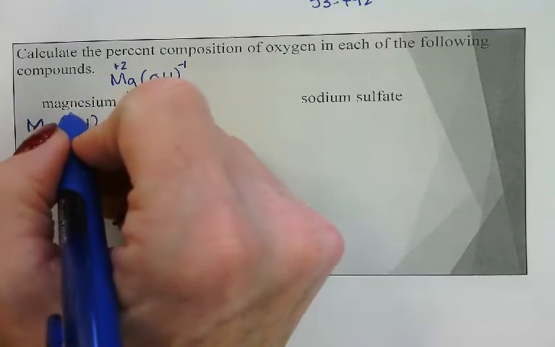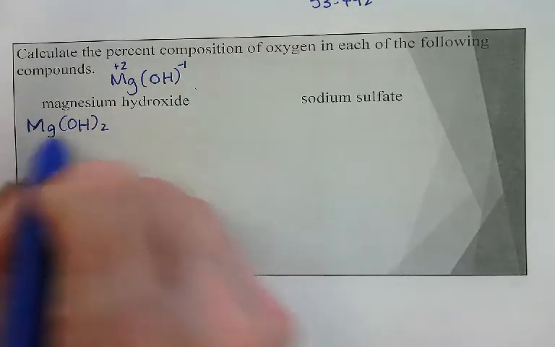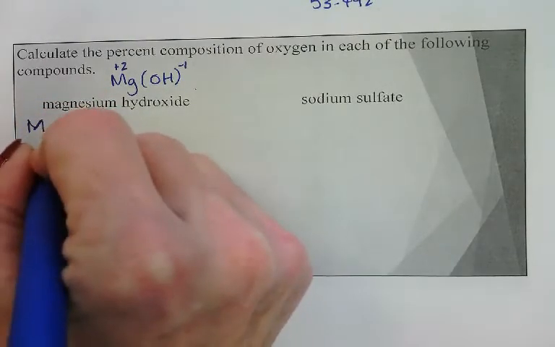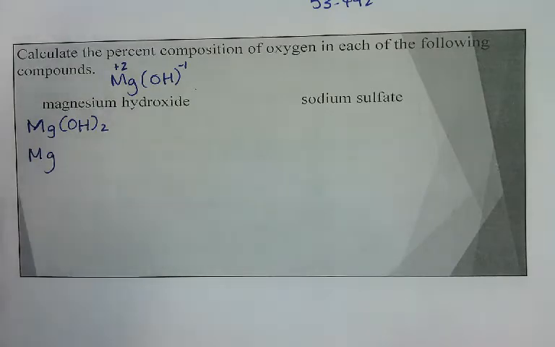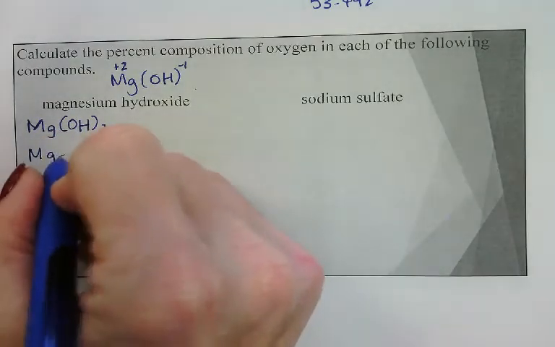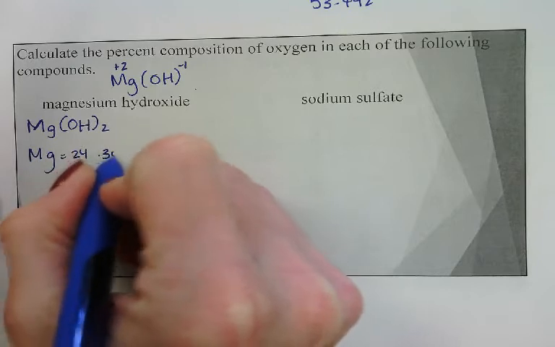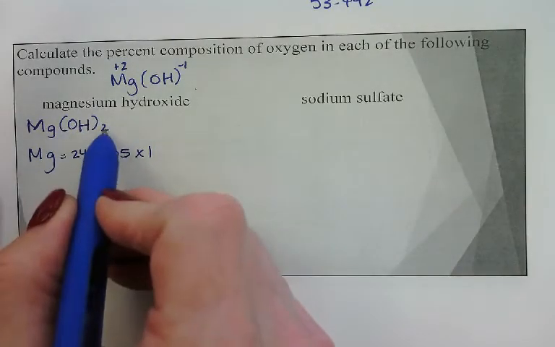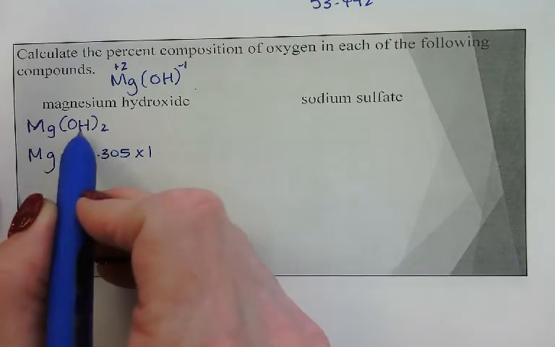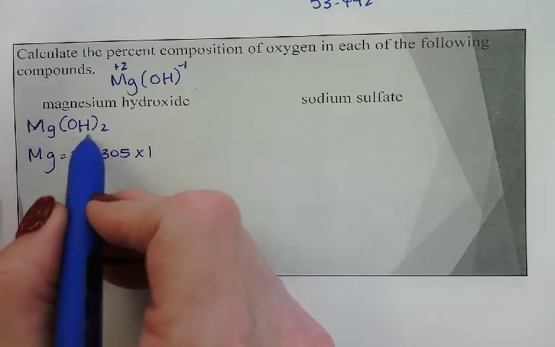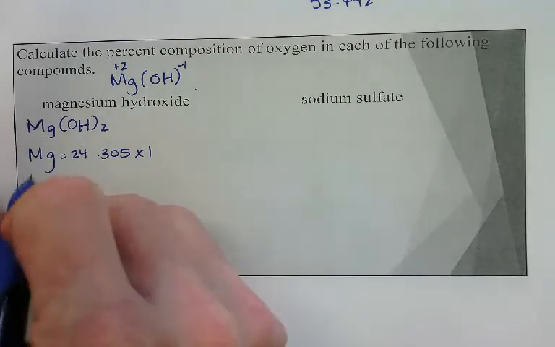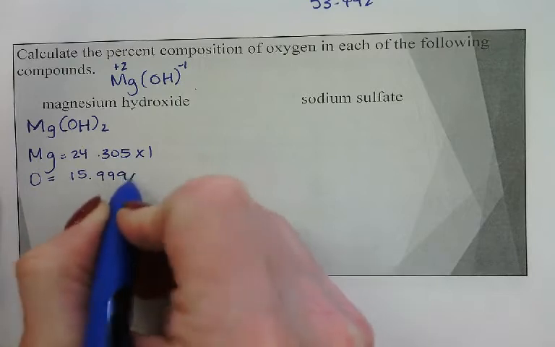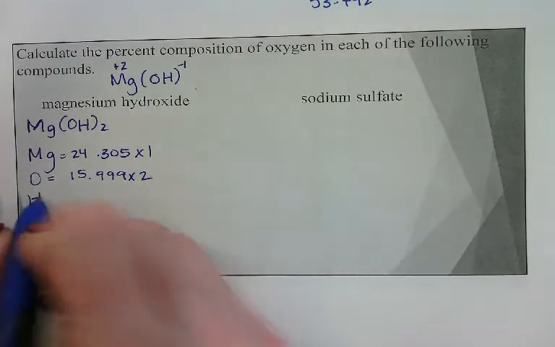All I'm going to want to find the percentage of is oxygen, but in order to do that I have to have the mass of the whole thing. So find magnesium on your periodic table. The molar mass of magnesium, 24.305 times 1. And then oxygen, there's 2 oxygens because that 2 on the outside of the parentheses gets multiplied by the 1 and the 1 here. Okay, so oxygen is going to be 15.999 times 2. And then the hydrogens also times 2.